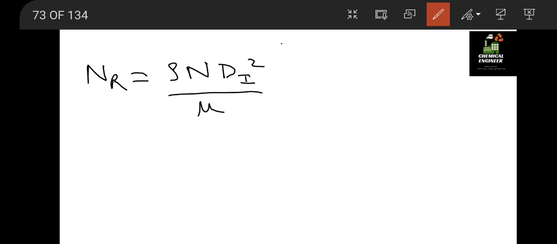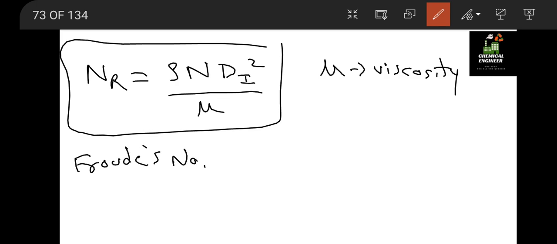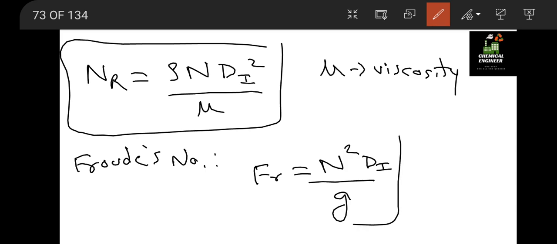Second relation is the Reynolds number. Reynolds number is given as rho n di square divided by mu, where mu is the viscosity. Third equation is the Froude number. Froude number is given as Fr equal to n square di divided by g. Alright, so this is all about mixing.